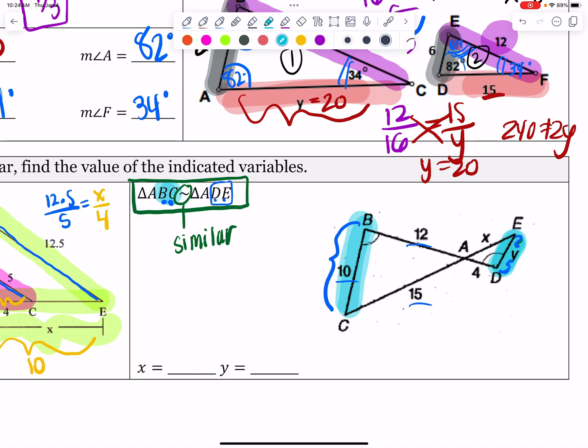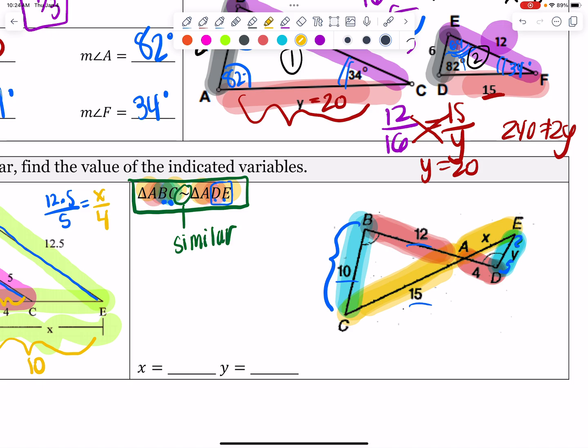Now let's go change colors again. 12 is my medium piece. That's BA. BA is third and then second. So what's third and then second? That goes with DA. So that's the 4. So the 12 and the 4 will correspond. Let me change colors one more time. CA is the 15, which is my largest piece, third and then first. EA should correspond to that. So yellow corresponds to yellow, blue corresponds to blue, and then the pink corresponds to the pink.